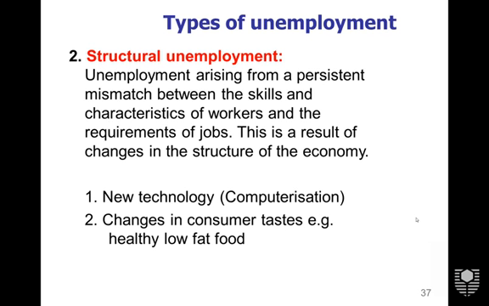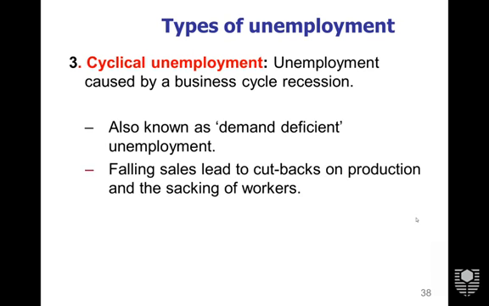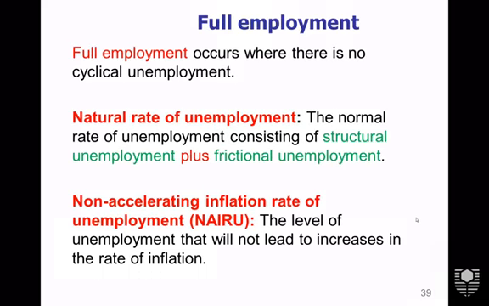Healthy low-fat food, for example: people start preferring healthy foods. That means if I'm producing junk food and people don't prefer it anymore, then my job is in danger. Cyclical unemployment is basically what happens in business cycles, in the low part of the business cycle. That means in a recession. Demand-deficient unemployment is another name. Basically, falling sales lead to cutbacks on production and sacking of workers.